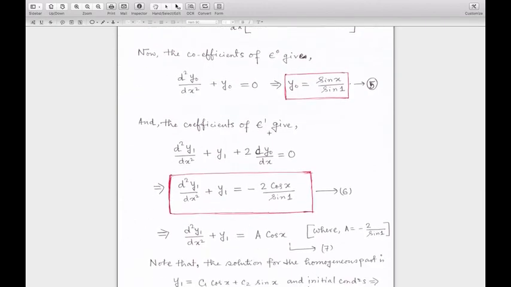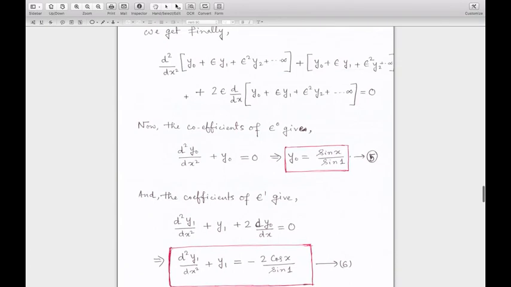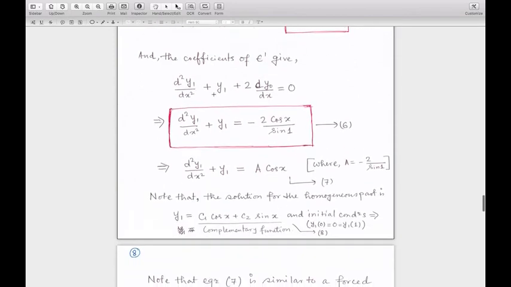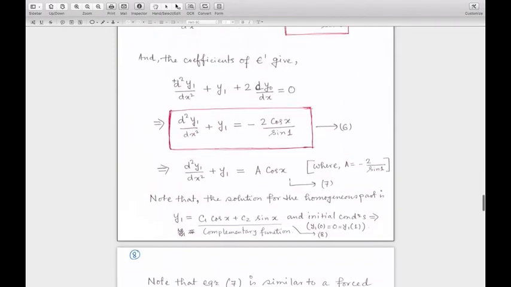Now the coefficient of epsilon 1 gives this one: d2y1/dx2 plus y1 plus 2 dy0/dx is equal to 0. Here you try to understand from this one. The coefficient of epsilon 1 will be d2y1/dx2, and here it will be y1, but here an epsilon is already multiplied, so it will be dy0/dx times 2. Then this will be the equation for first order of epsilon.